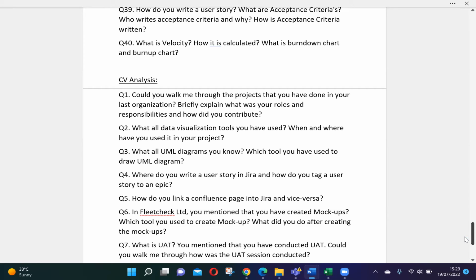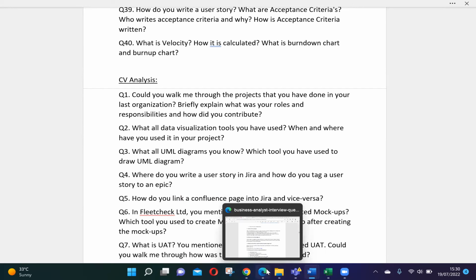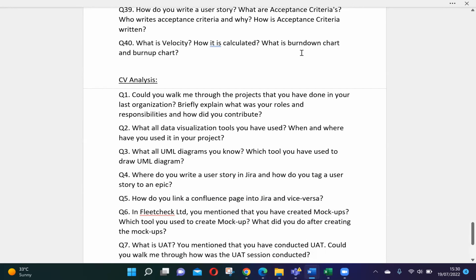What is a burn down chart? Have you heard about burn down chart and burn up chart? I've heard about it, I read about it, but that's not recent, so I don't really touch it. Can you explain?